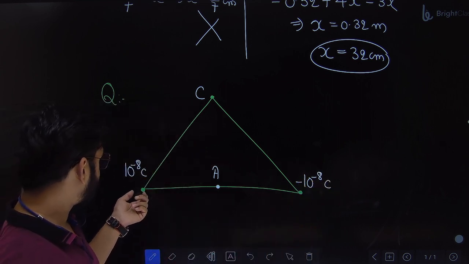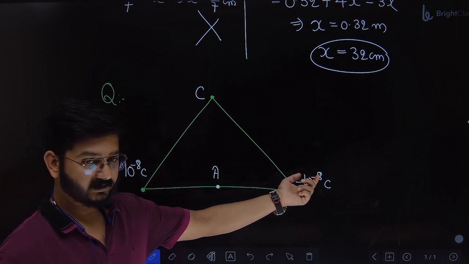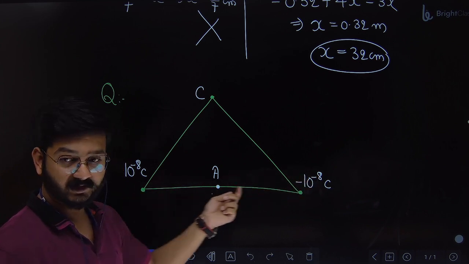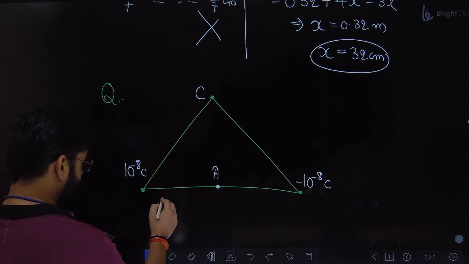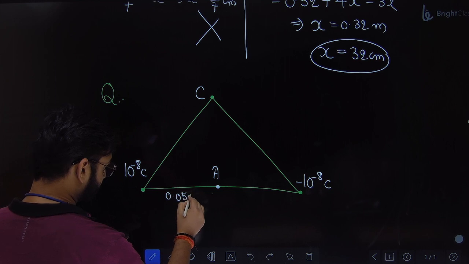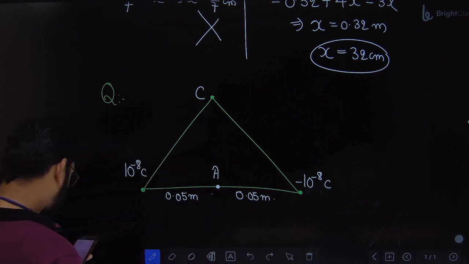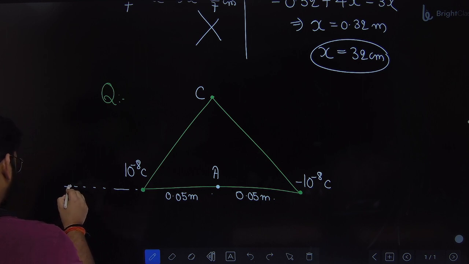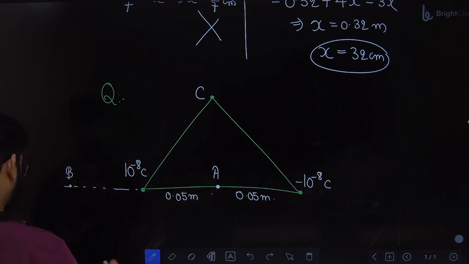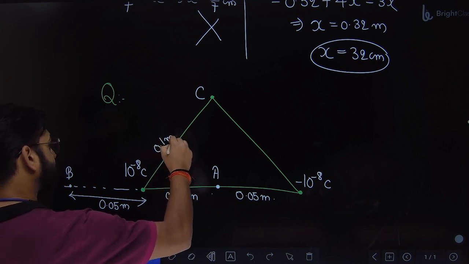So if you see the figure, we have two equal and opposite charges, 10 to the power minus 8 and minus 10 to the power minus 8. A is the midpoint of this line. So this distance is 0.05 meter. This distance is also 0.05 meter. So you need to find the electric field at point A, point B, and point C.